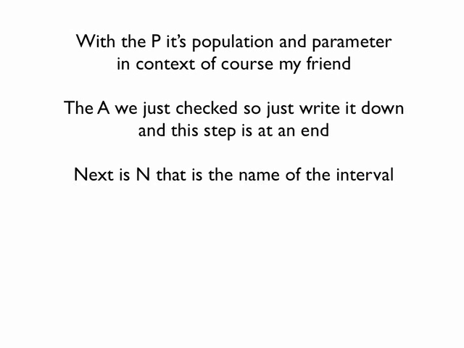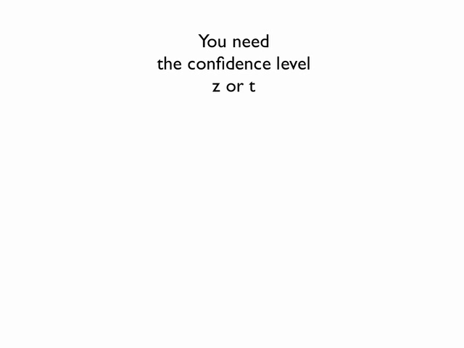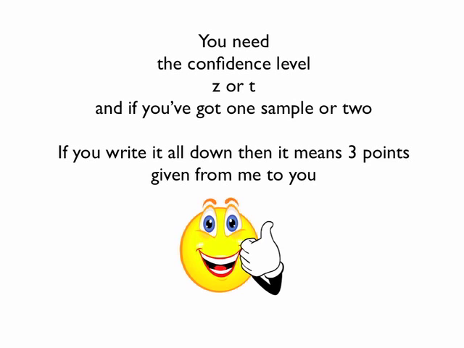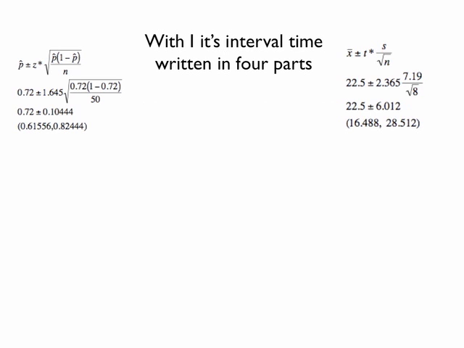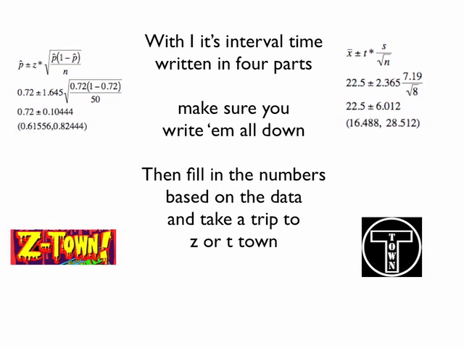Next is N. That's the name of the interval that we are going to make. Just don't forget that it's got 3 parts, all important for goodness sake. You need confidence level, Z or T, and if you got 1 sample or 2. If you write it all down, then it means 3 points, given from me to you. With its interval, written in 4 parts, make sure you write them all down. Then fill in the numbers based on the data, take a trip to Z or T town.